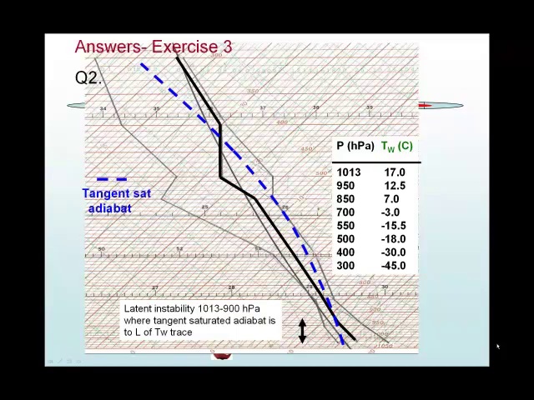Here are the values plotted of the wet bulb temperature, and you'll note there's an error in the plotting of the wet bulb temperature at 500 hectopascals. The value in the table is correct. You can see that the tangent saturated adiabat touches the profile, actually grazes it in the region of atmosphere that approximates the saturated adiabat, so it doesn't just touch at one point. But you'll see that the wet bulb profile as plotted is to the right of the tangent saturated adiabat below 900 hectopascals. So we say that the layer of 1013 to 900 hectopascals is latently unstable.